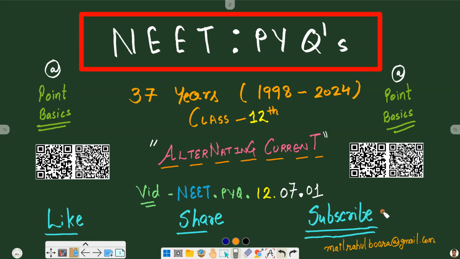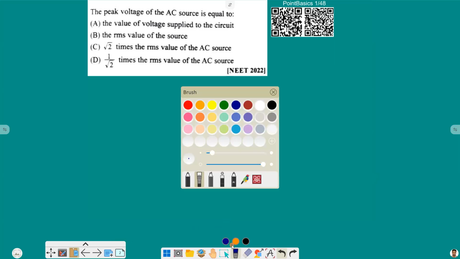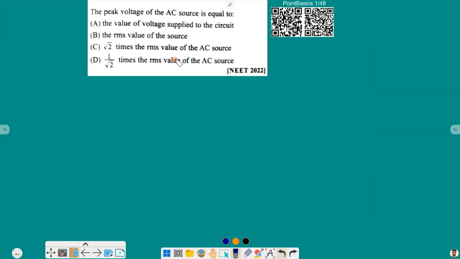So with this, let's start today's video with question number 1. So peak voltage of AC source is equal to, we have been given here the value of voltage supplied RMS, root 2 times of the RMS value.